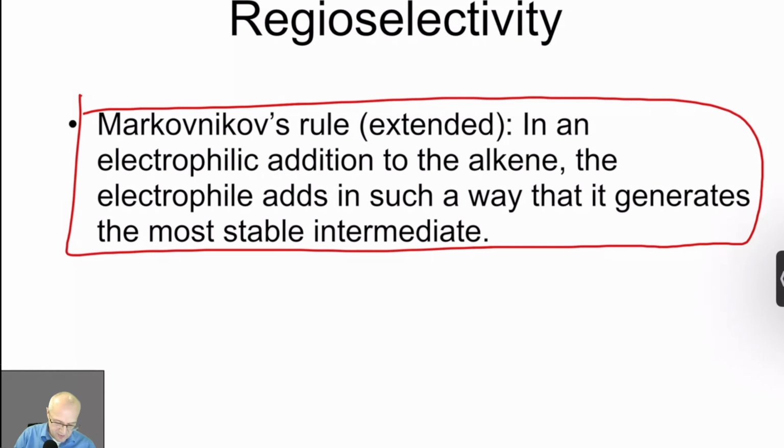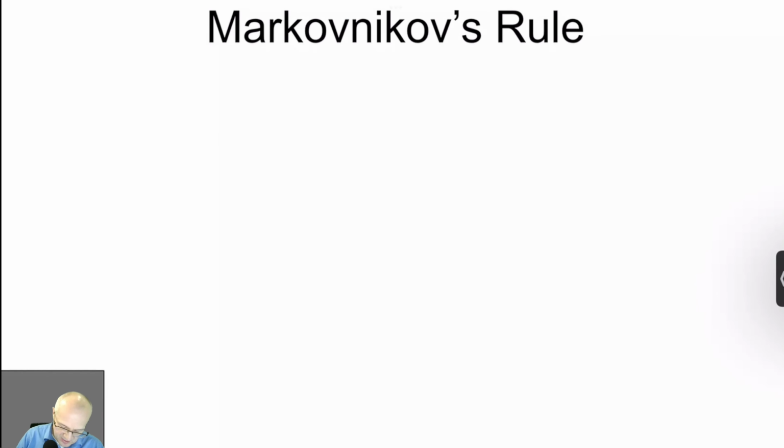The first Markovnikov rule I read you was thinking about the reaction from the proton's point of view. Now I want you to think, and this is how every chemist thinks, about the intermediate stability. Stable intermediates always form the fastest. So if you can, the stable intermediate will be the predominant, if not the only intermediate in a reaction. So let's see an example of Markovnikov's rule in play.